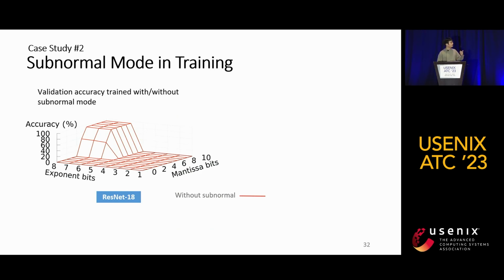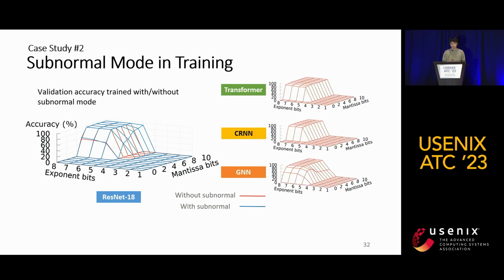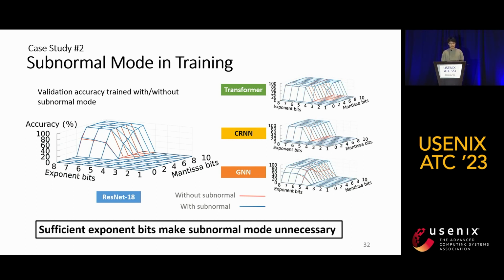We repeat the previous sensitivity study with and without subnormal mode turned on. We found for ResNet 18, the accuracy achieved without subnormal mode is not significantly different from the result with subnormal mode when exponent width is greater or equal to 6 bits. We observe the same phenomenon for other models too. So from the result, we conclude that when the exponent is wide enough, subnormal mode is not needed.